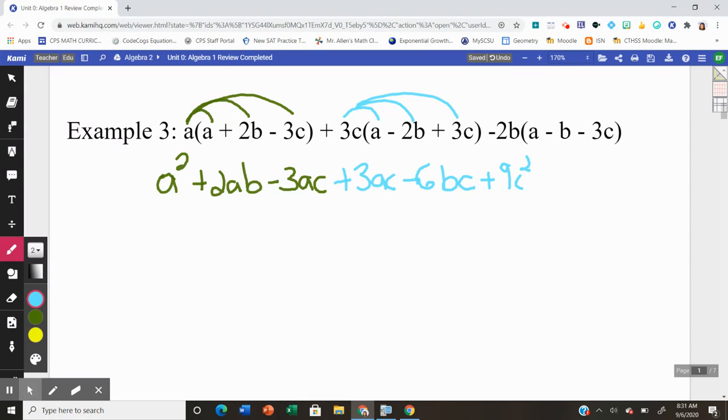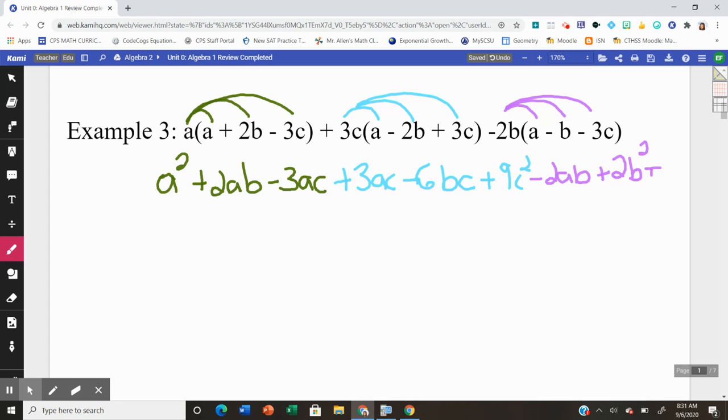Let's do purple. If we distribute here, because again, we have a negative, so just be super careful with your signs, please. Minus 2ab plus 2b squared plus 6bc. Oh no, I'm not going to quite fit it. That didn't quite fit. Almost.